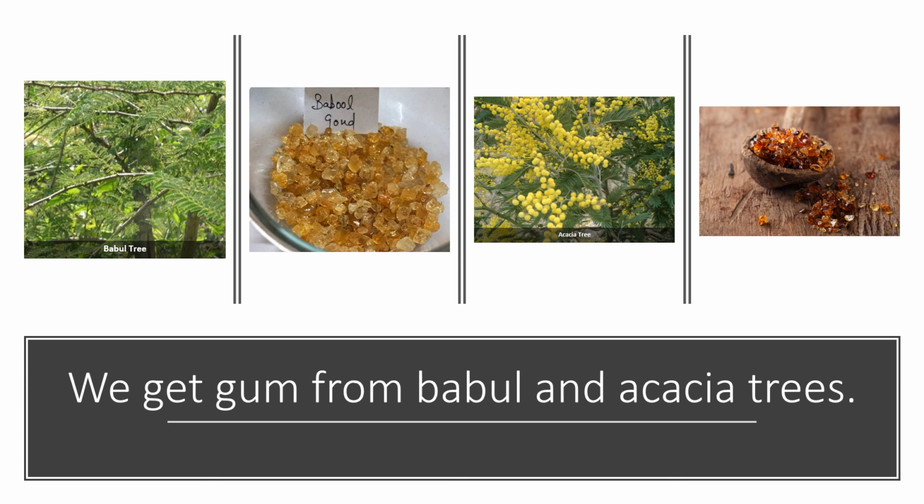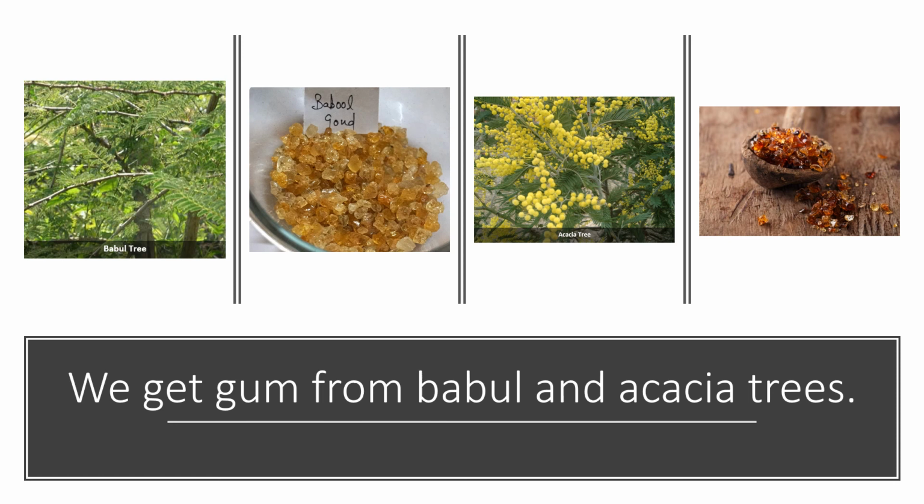Apart from shade, we also get gum from these big trees. What is gum? Gum is in Gujarati called gond. This gond or gum has medicinal properties. Now, which are the two trees we get gum from? Babul and acacia. Babul and acacia trees give us this gum. So can you see babul tree and the gum beside it? It's a little orangish color, and the gum of the acacia tree is a little darker in color.